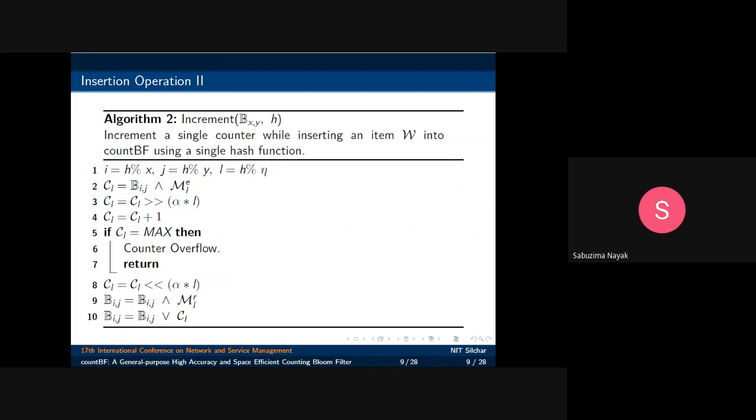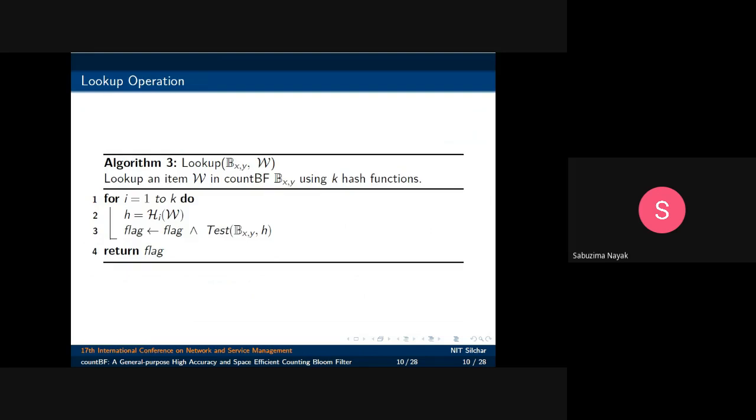First, we obtain the cell location and the required counter number. Then the counter value is extracted using the extract mask. The counter value has trailing zeros, so we perform a right shift operation to remove them. Then we increment the counter value. The new counter value is checked. If it has reached the max value, then counter overflow will occur, so the operation is terminated. Otherwise, we will continue. Then using the reset mask, the old counter value is removed from the cell and the new counter value is updated using an OR operation.